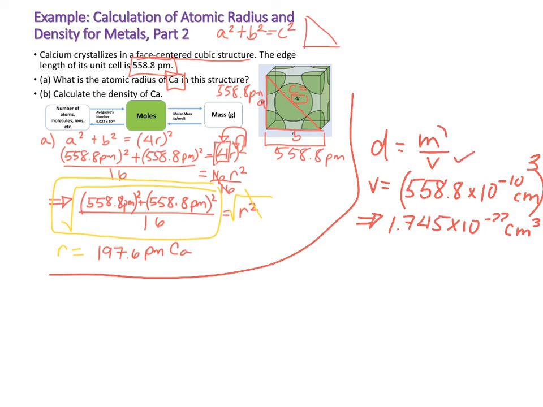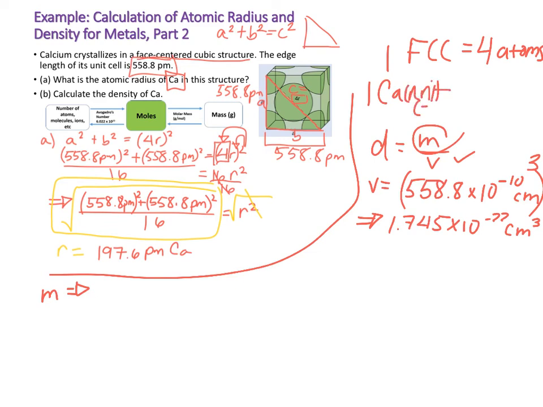But we still need our mass. And again, we are going to set up that dimensional analysis for this. So for the mass, we need to know this information. We need to know that in one face-centered cubic cell, we have 4 atoms. Regardless of what type, as long as it's in this type of cubic unit cell, you will have 4 atoms. So in this case, in one calcium unit cell, sorry for the horrible handwriting, we have 4 calcium atoms. So this right here is our conversion factor.